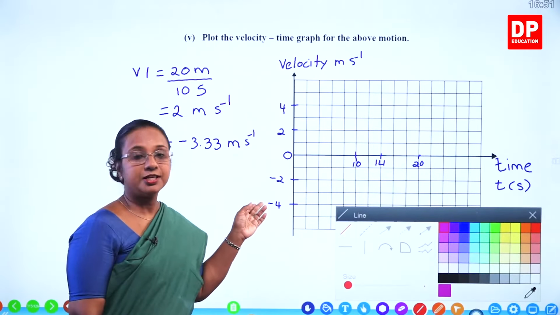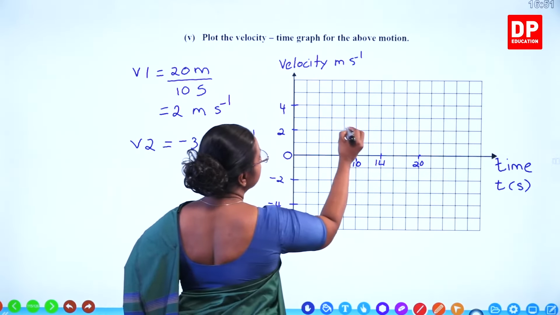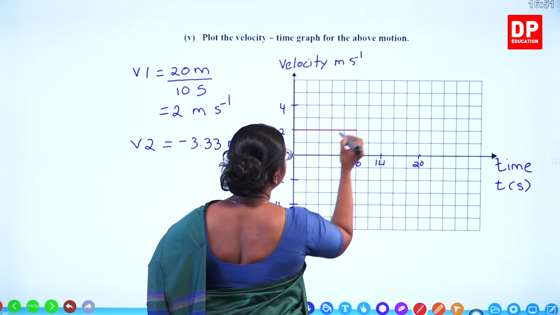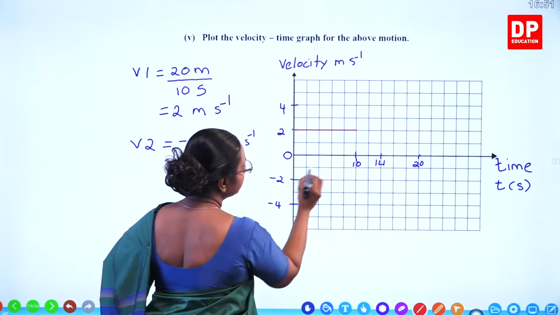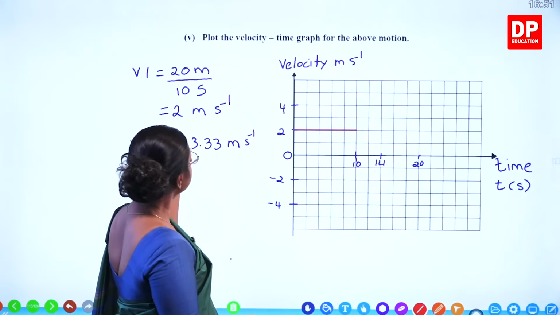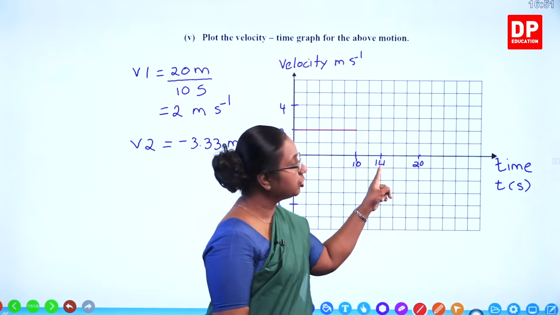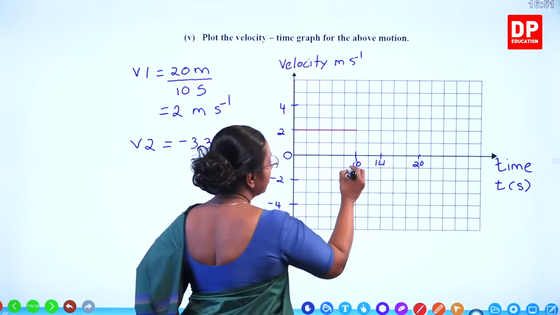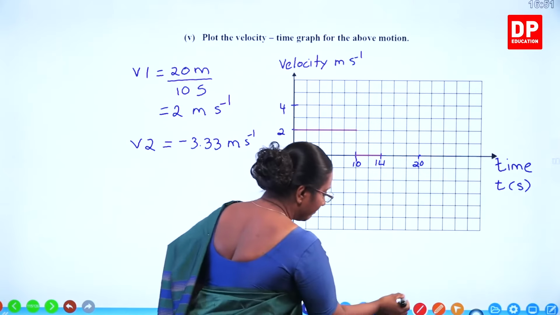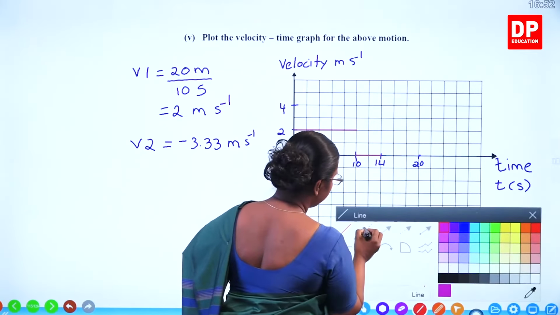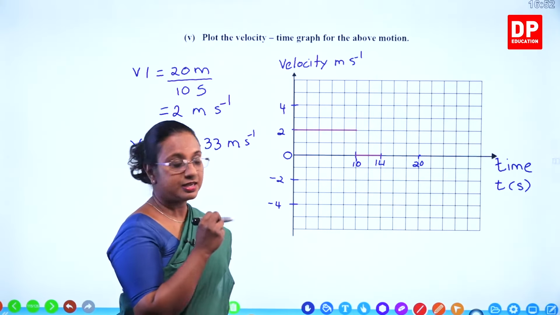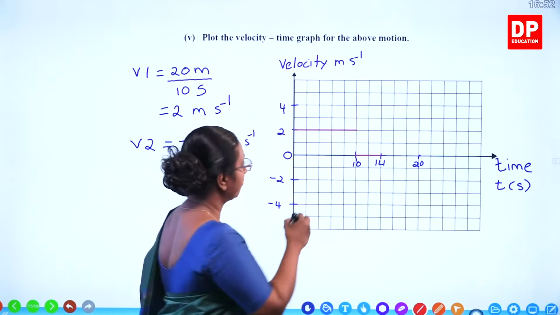I will plot the graph now. So 2 meters per second for 10 seconds. It will be a straight line starting from 0 seconds up to 10 seconds. Then there is a rest period from 10 to 14 seconds. So I will mark that like this, and we will be connecting the plots using dot lines or broken lines. Then it is convenient to get information from this.